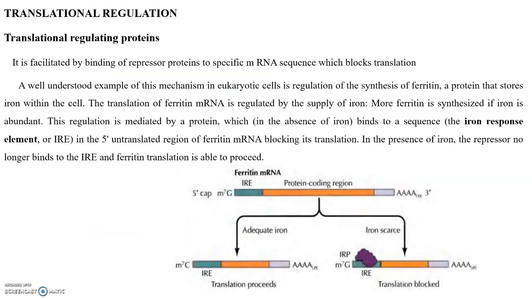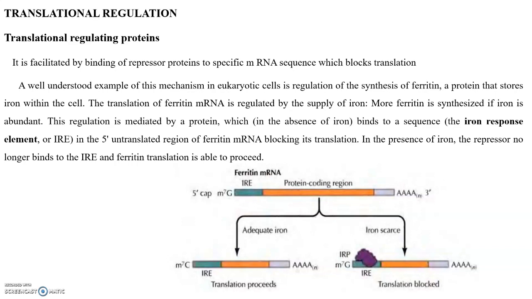The next type of regulation is translational regulation. It is facilitated by the binding of repressor proteins to specific mRNA sequences, which blocks translation. An example of this type of mechanism in eukaryotes is the regulation of synthesis of ferritin. Ferritin is a protein that stores iron within the cell. The translation of ferritin mRNA is regulated by the supply of iron.